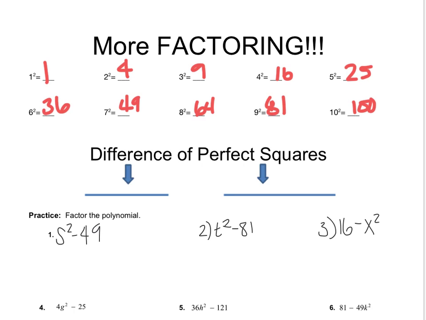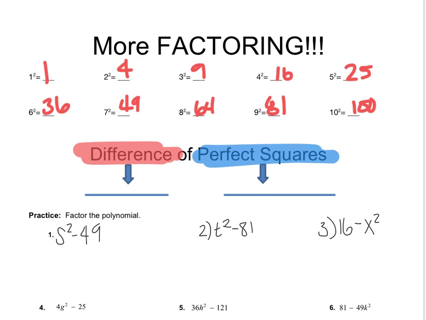So we are talking about the difference of perfect squares. In this case, the word difference means subtraction, so it has to do with a subtraction problem. And perfect squares, I'm going to give you some examples because they're easier to understand. An example of a perfect square is 9, because 9 is 3 squared. Another example is 25, because 25 is 5 squared.